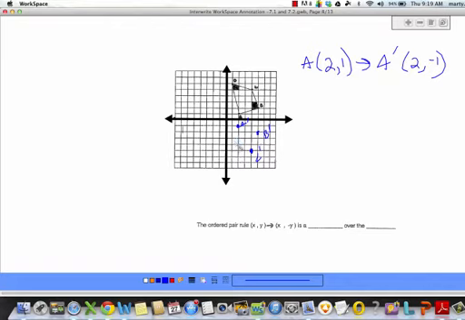1, 2, 3, 4, 5, 6. And now when I connect the dots, A to B, B to C, C to D, D to A, color in where we have some color. Whoa, what happened there? Undo that guy, that's for sure.